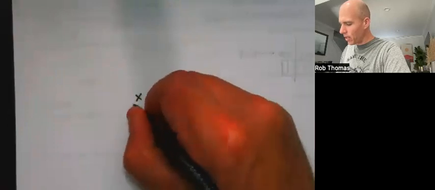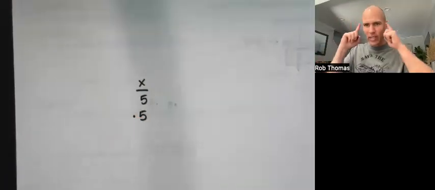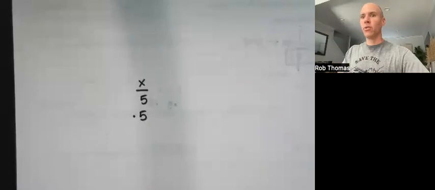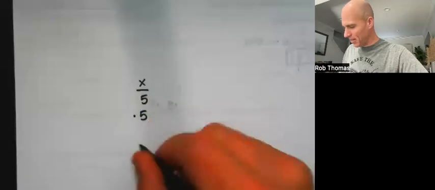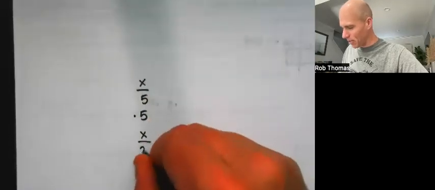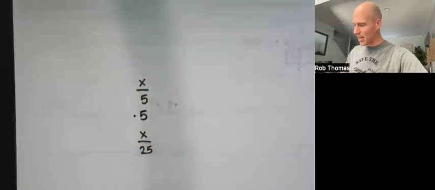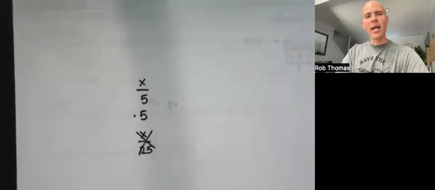Now, this part right here, x divided by 5 times 5, gets confusing for students sometimes. So let me show you what not to do. What I see a lot of is students will have this x divided by 5 and then times 5. And they get really tempted to do the 5 times the 5. They see a 5.5, and then they wind up with this thing here, x over 25. No, please don't do that. Nope, nope, nope, nope.